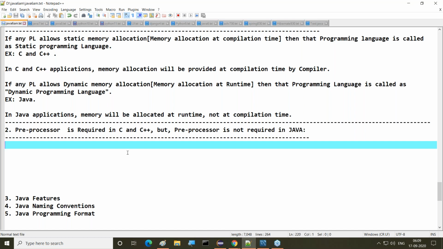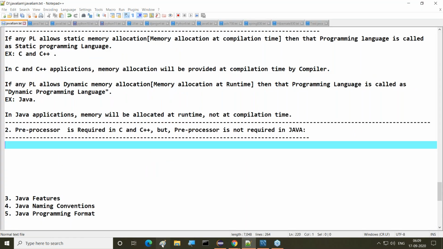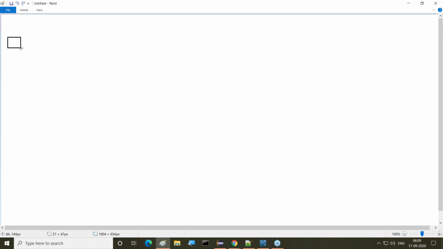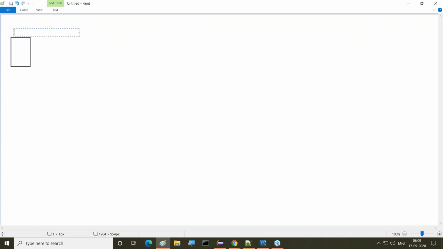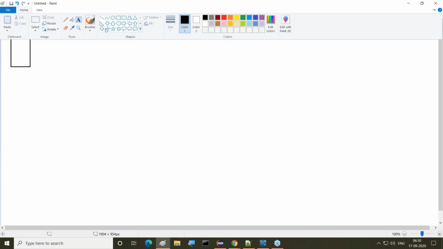I'll give one small diagram, try to understand it. Observe carefully. For example, here I've taken a C program. A C program in the sense of a .c file.